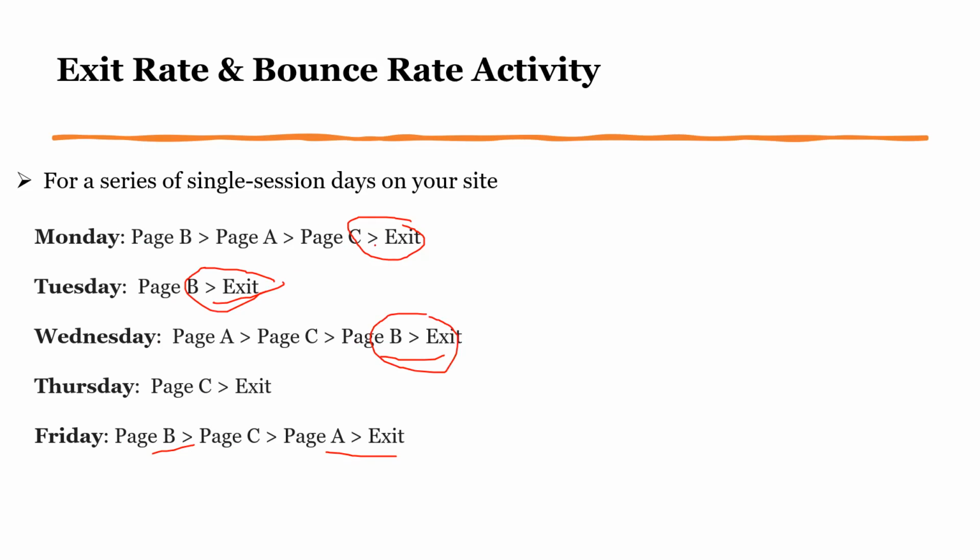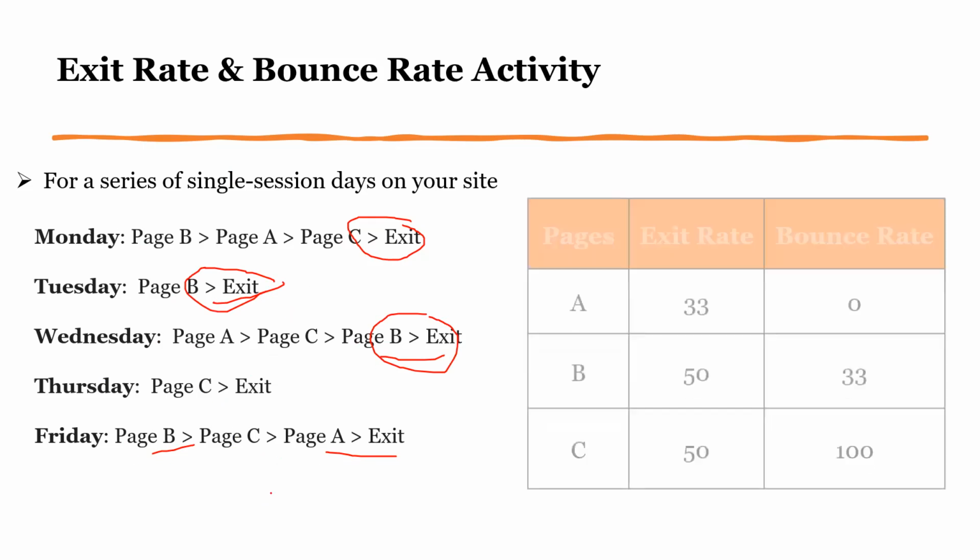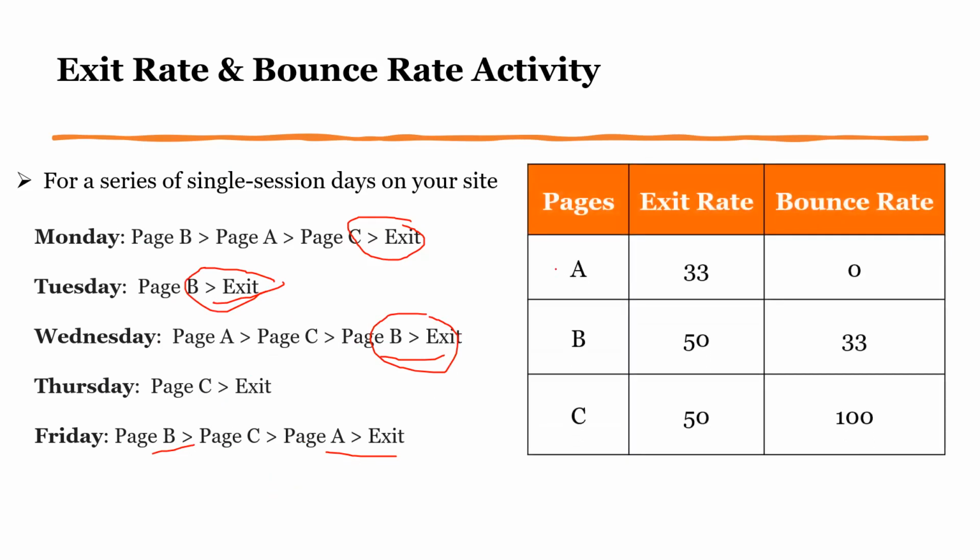the C: Monday C was exited, Tuesday no C, Wednesday C, Thursday C and exit, Friday C was there. So there were 4 C. Again it is 50%. So we can see A was 33%, 1/3, because at A we had only one exit. Monday, Wednesday and Friday A was visited, 3 times, and only once it was exit. So it was 1/3, that is 33%. This is percentage.